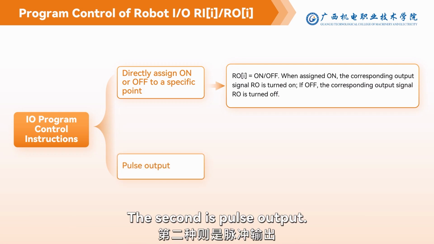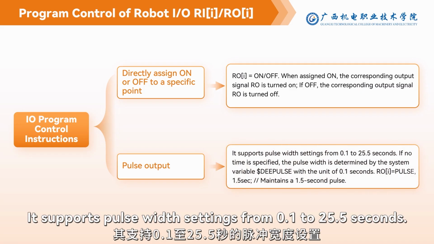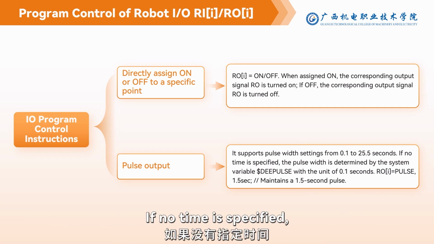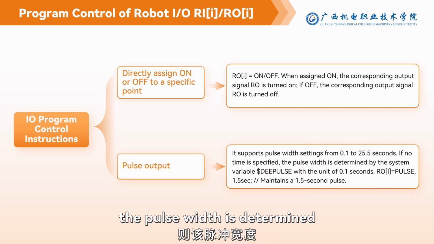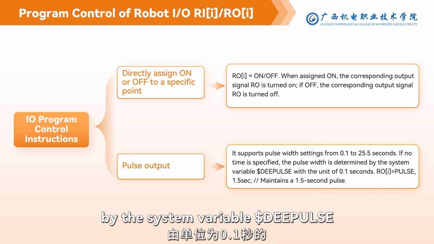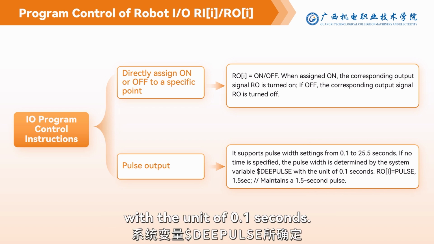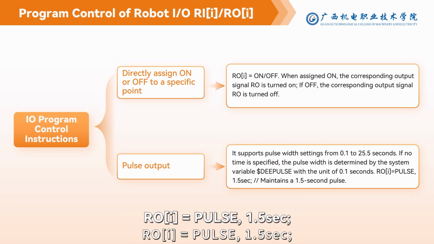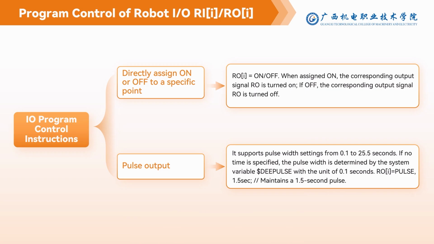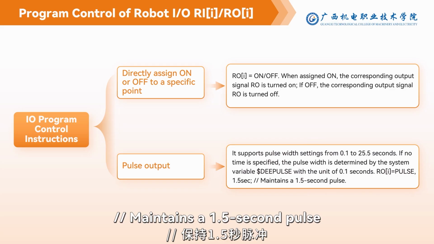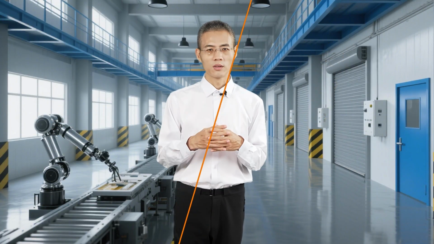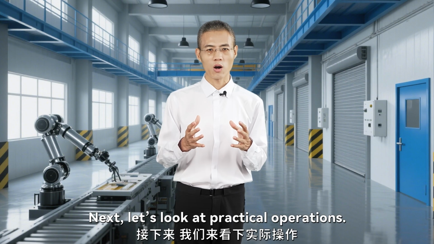The second is pulse output. It supports pulse-width settings from 0.1 to 25.5 seconds. If no time is specified, the pulse width is determined by the system variable DEPULSE, with the unit of 0.1 seconds. RO1 equals pulse 1.5 SEC means a 1.5 second pulse. Next, let's look at practical operations.